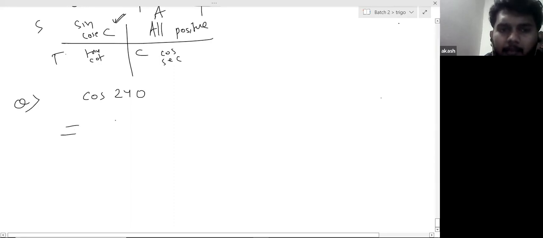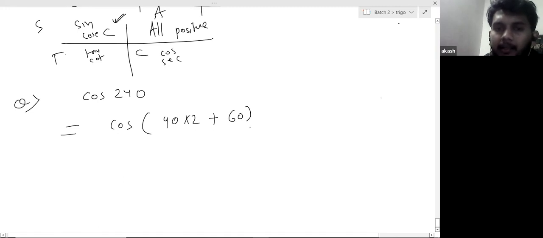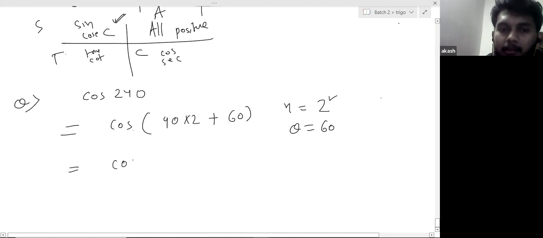All right, this we can write as cos of 90 into 2 plus 60, right? 180 plus 60. So here n is 2, theta is 60. So n is even. So in even, cos remains cos, and this will be 60. So the first step is clear. Now go back to the second step.